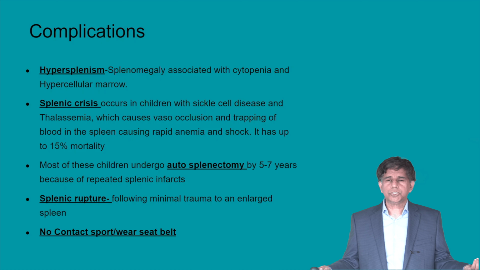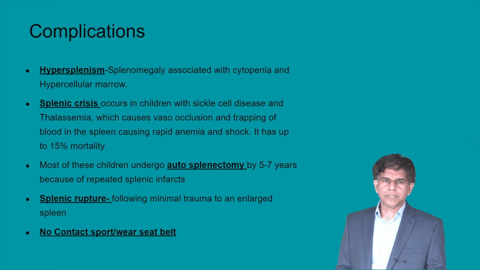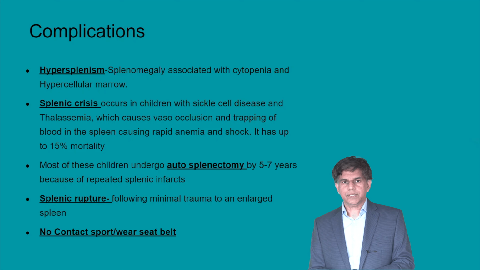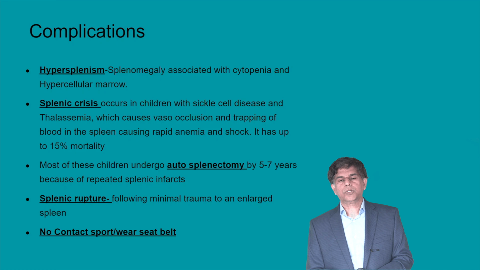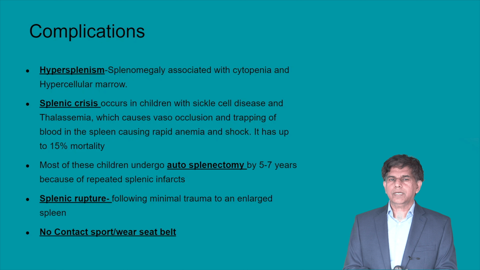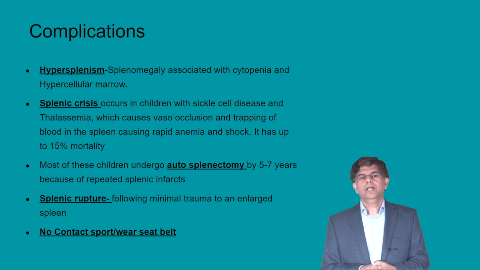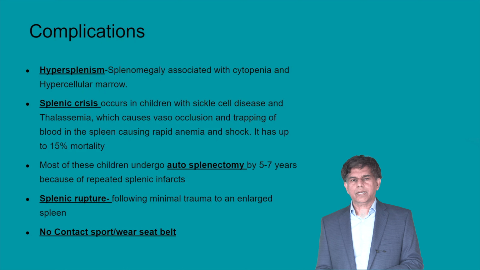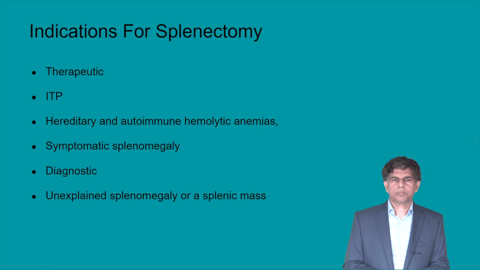Now, what are the complications you can have in splenomegaly? You can have hypersplenism and splenic crisis, where in children with sickle cell disease, trapping of the blood in the spleen causes rapid anemia and shock, and mortality is extremely high in splenic crisis, okay? Most children with sickle cell anemia can also have autosplenectomy at 5 to 7 years because of repeated splenic infarction. And splenic rupture can occur following minimal trauma when you have an enlarged spleen, so contact sports or wearing a seat belt really tight are not recommended, as that can rupture the spleen.